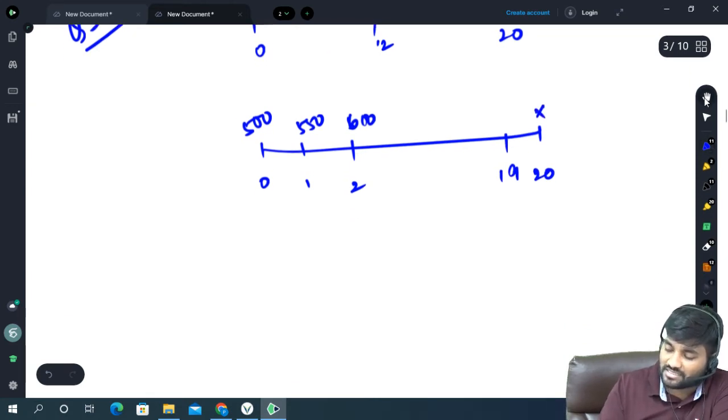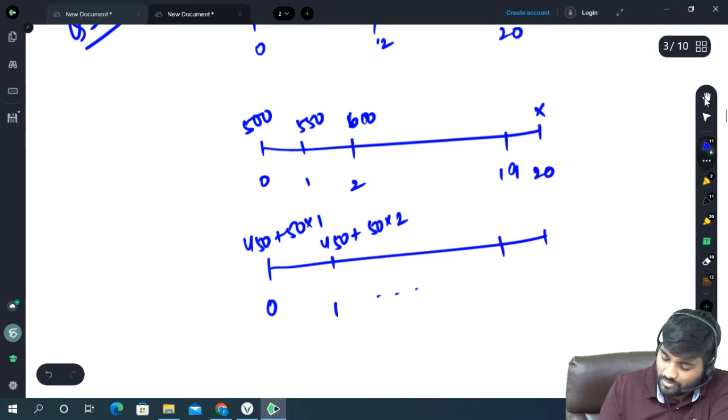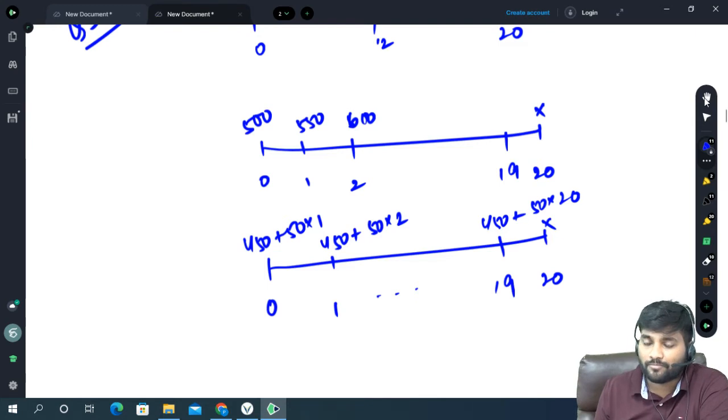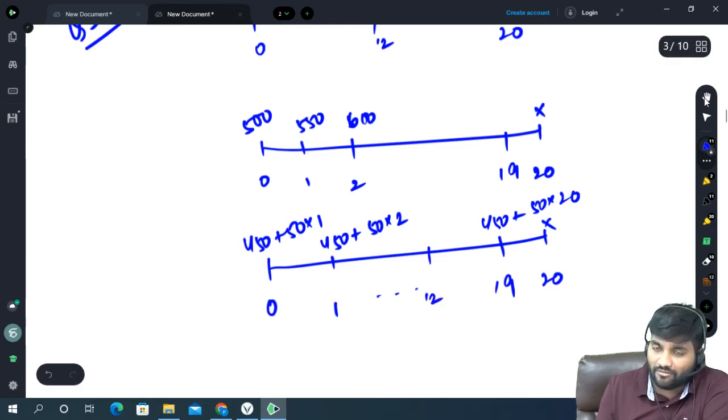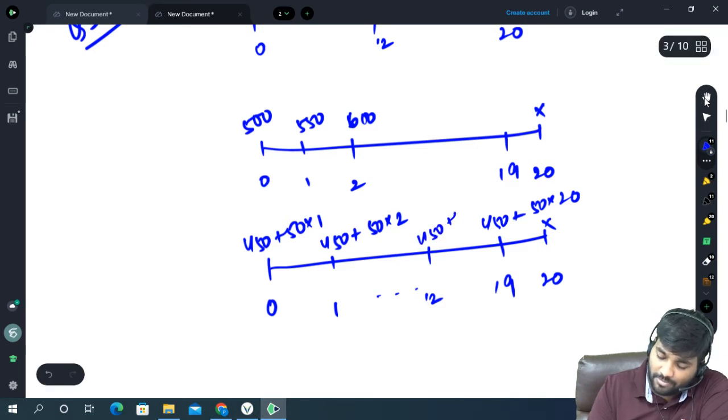Now we'll break this down. Since there is an increase, how will we write it? 450 plus 50 into 1. 450 plus 50 into 2. Dot dot dot. At time 19 it will be 450 plus 50 into 20, and at time 20 there will be no payment. Clear everyone? Now we also need time 12, because there is an interest rate change. So at time 12 it will be 450 plus 50 into 12. Clear everyone?